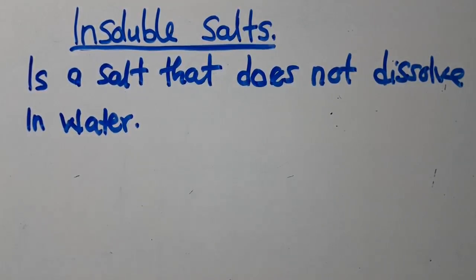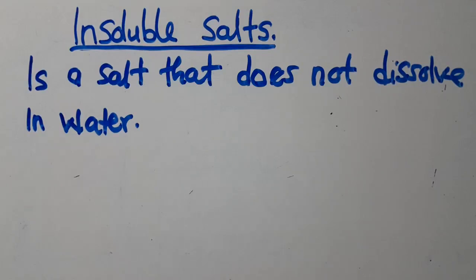Maybe you don't know the definition of a salt. A salt is a compound formed when the hydrogen ion of an acid is fully or partially replaced by a metal or ammonium. And we are talking about insoluble salts. So an insoluble salt is a salt that does not dissolve in water.